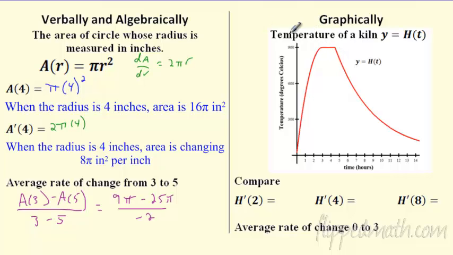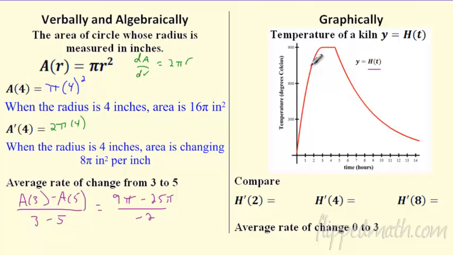So changing that to a graphical. I'm going to give you all kinds of rates of change here. This is somebody heating up their kiln for their pottery. So we got their pottery going on here. What does the h prime of 2 mean? I don't have the equation to look at anymore. I'm graphing the equation, so I'm graphing y equals this function. What's going on here at 2?